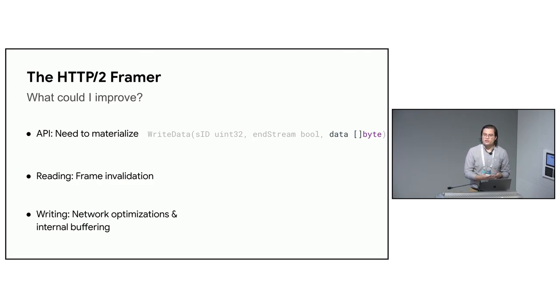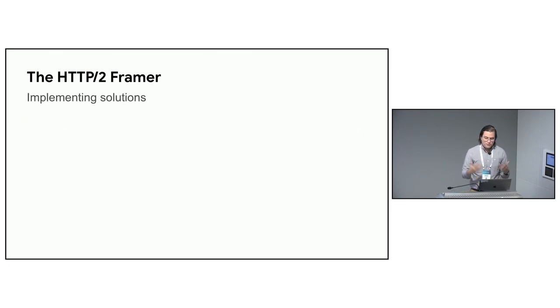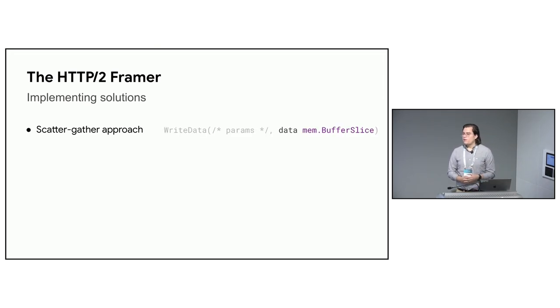So we can avoid that copy thanks to our optimization there. And so I'm going to talk about how I solve each one of these problems. So first, we will take a scatter-gather approach for the API. And what do I mean by this? We can leverage the new types introduced by the mem package. And so the new API, instead of taking a flat byte slice, can take a buffer slice that has all these pointers to different buffers. And then we only actually write them to the buffer writer.